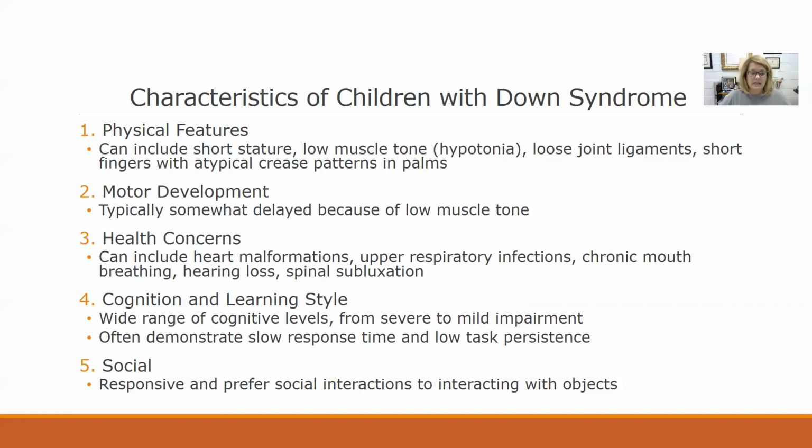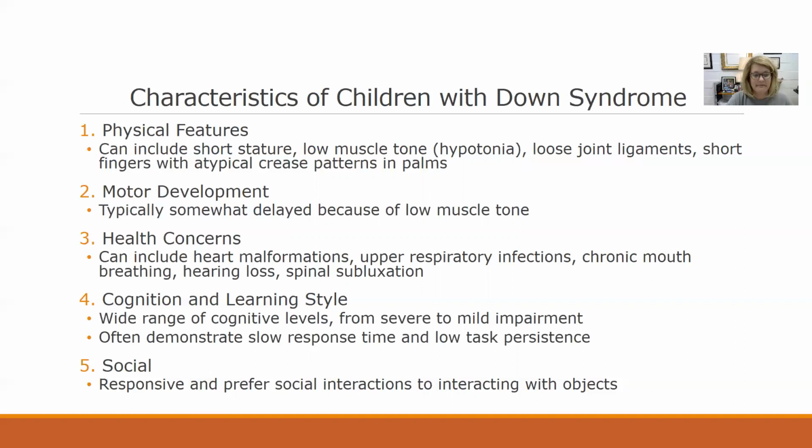Of course, cognition and learning style is where we may, in a school setting, actually be focusing our attention. And although the average range of cognitive ability for children with Down syndrome is in the moderate range, you should also be aware that there is a very wide range of cognitive levels in children with Down syndrome. And they range from severe to mild cognitive disability, okay?